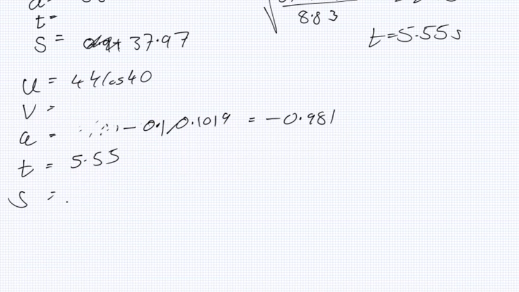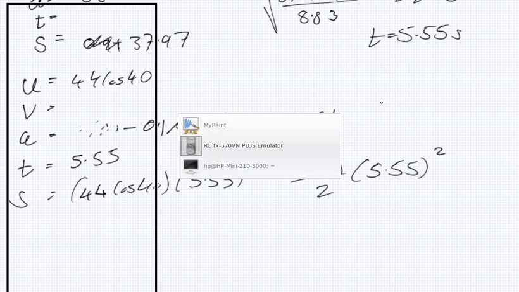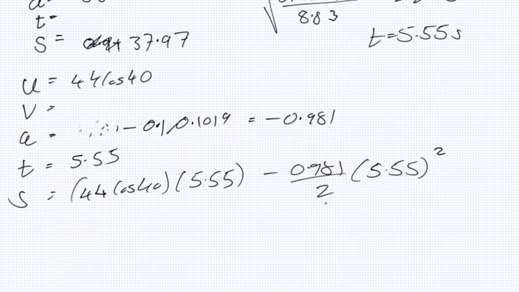Okay, so now we can get the S. We'll go with S equals U T plus a half A T squared. So 44 cos 40 times 5.55 minus 0.981 over 2 times 5.55 squared. So that comes in at 171.96, so 172 meters for the S.